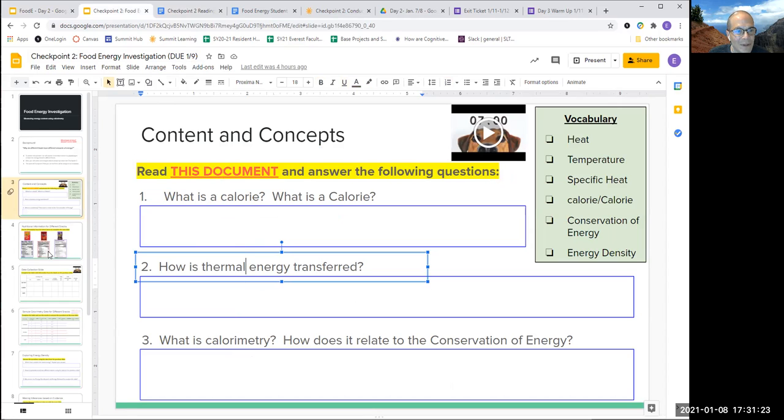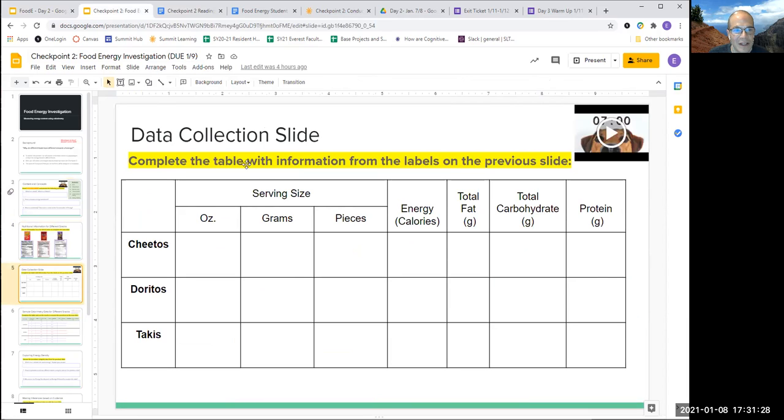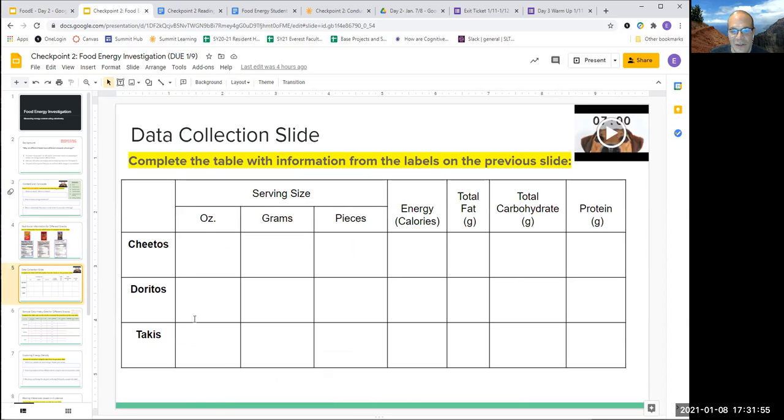Then after that, we also gave a little more time for students to work on completing slide 5 using these nutritional labels on slide 4 for some tasty snacks, some Cheetos or Doritos or Takis. The idea is to take the numbers that indicate the amount of calories and fat and protein and carbohydrates, and we put them into this table. And we do this for a few reasons.